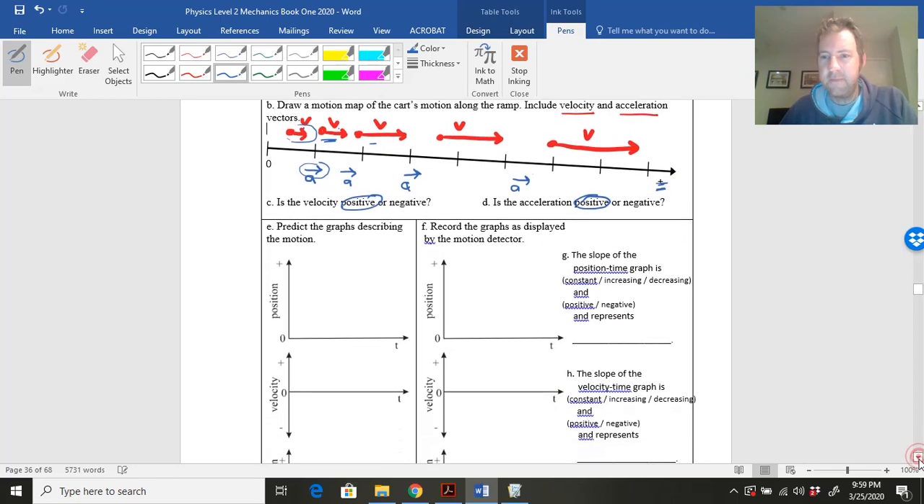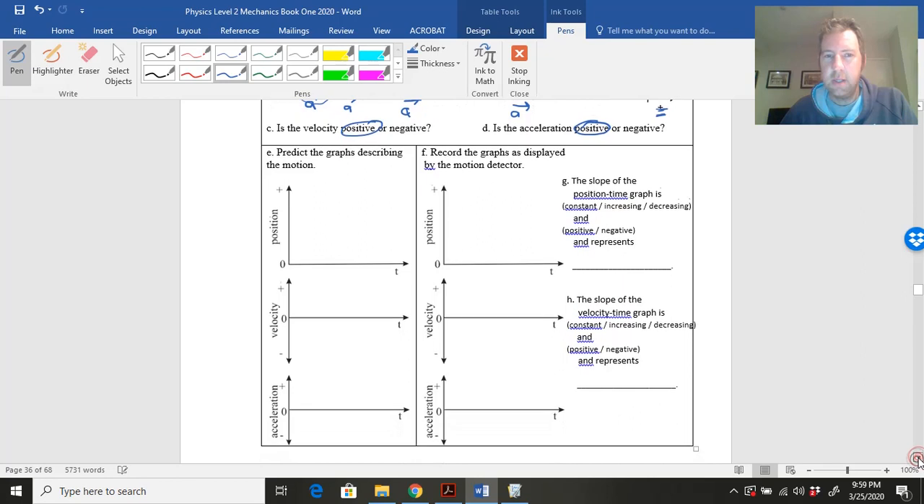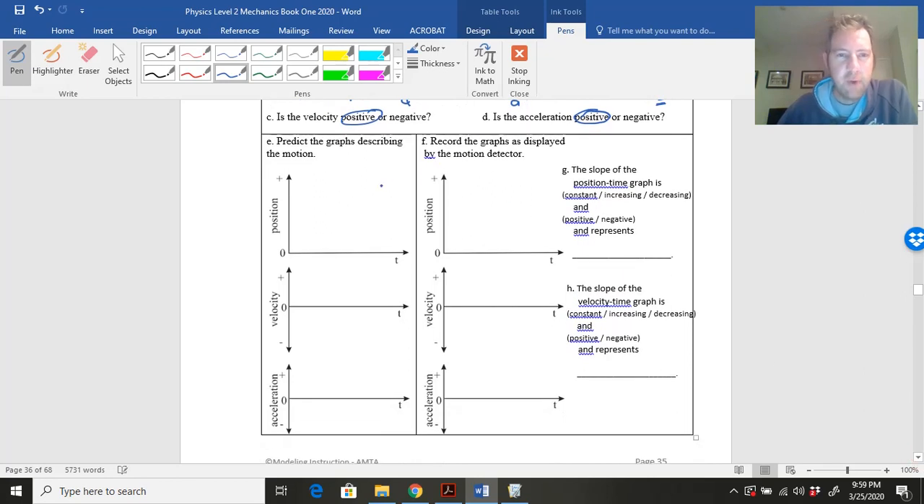Okay, the next part of this page: predict the graphs describing the motion. Your job is to predict a position graph, a velocity graph, and an acceleration graph. So what I'm going to get you to do is I would like you to pause the video when I've finished talking and have a go in your book at predicting. So pause now.